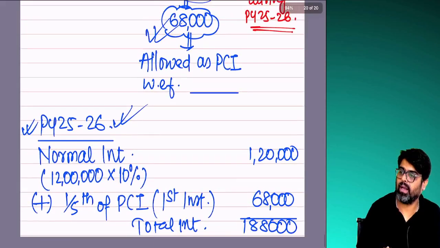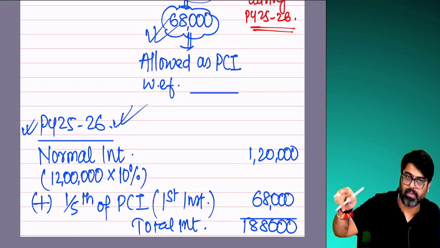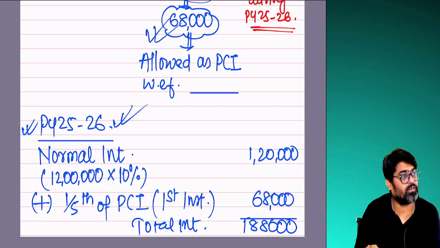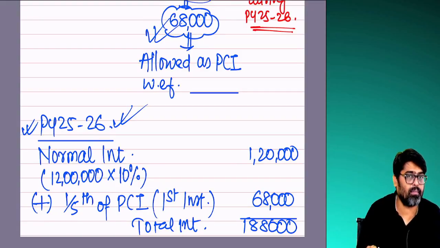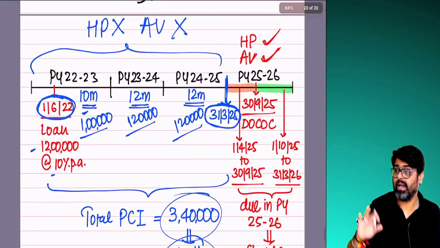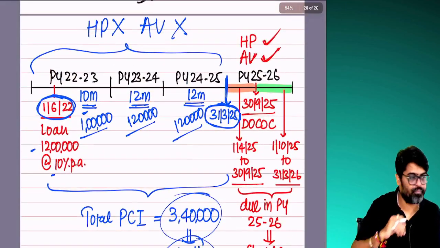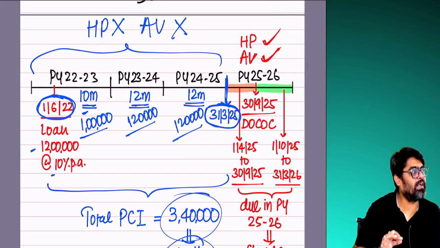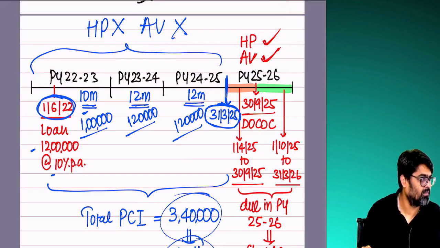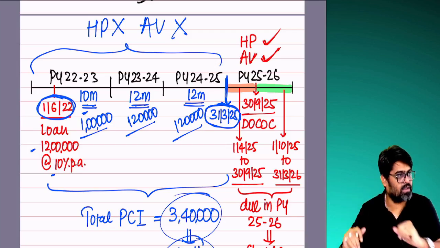So this 1,88,000 will be allowed subject to maximum limit of 2 lakh if in the previous year 25, 26 the property is SOP. Will you remember? Now tell me, did I say that any repayment is there? Now let's introduce repayment also. This basic structure you understood.